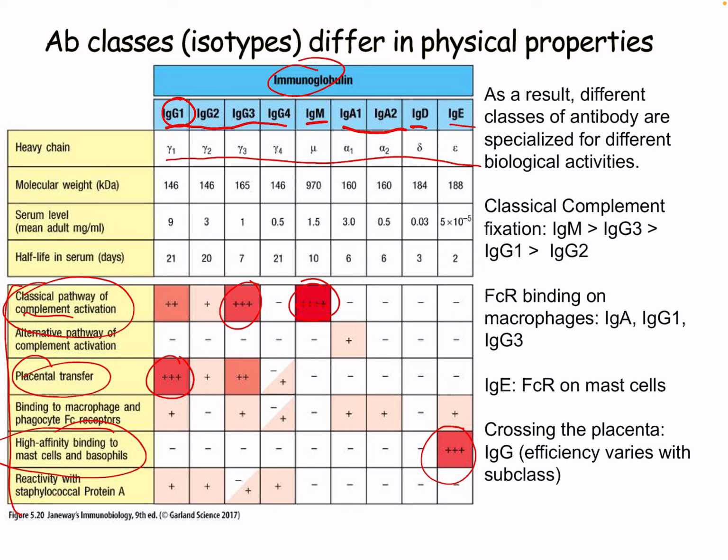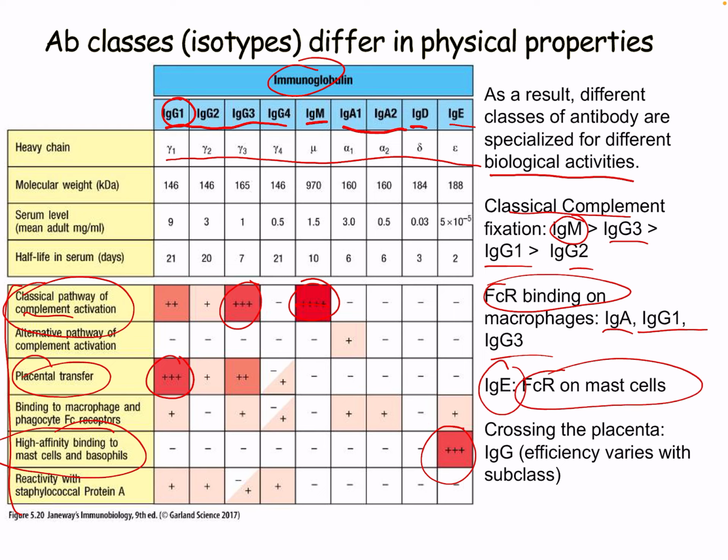So as a result of these different classes of antibodies, they are specialized for different biological activities, as we hinted at. In classical complement fixation, we have IgM, which is the strongest, then IgG3, then IgG1 and IgG2. For Fc receptor binding on macrophages, IgA is the most potent, and we also have IgG1 and IgG3. And IgE binds to Fc receptors on mast cells and basophils, as we can see here. And crossing the placenta is IgG.